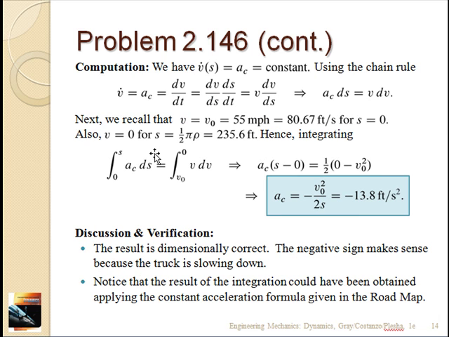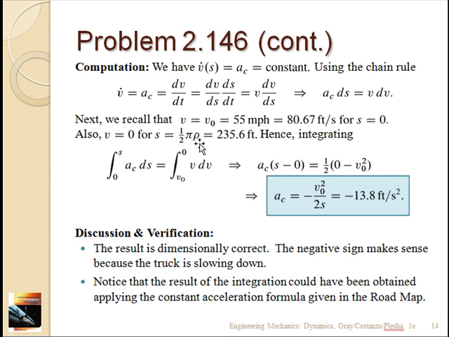But we can also use what we just derived. So v dot is the acceleration, which is dv/dt, which is dv/ds times ds/dt, which we can write as v dv/ds. Okay? So a_c ds is v dv. So we can just integrate both sides of that. a_c is constant. We've been told that. So a_c times s minus 0, where 0 is assumed to be the initial arc length, is just the integral here, 1/2 of 0 minus v0 squared. So the acceleration we need to pull this off is minus v0 squared over 2s, which is minus 13.8 feet per second squared.